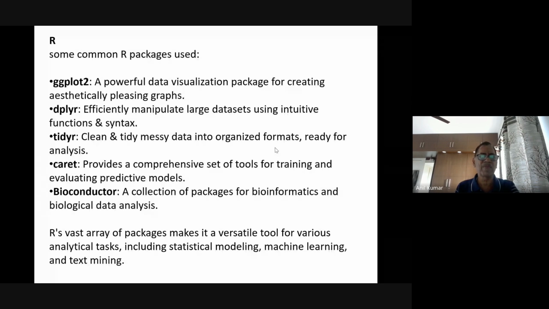Many softwares are there, and even in R packages, you can find ggplot2, dplyr, caret, Bioconductor for bioinformatics is nowadays increasing at an alarming rate. So biological aspects are to be analyzed. Go for Bioconductor. R has a vast array of packages, so it's a very versatile tool also.